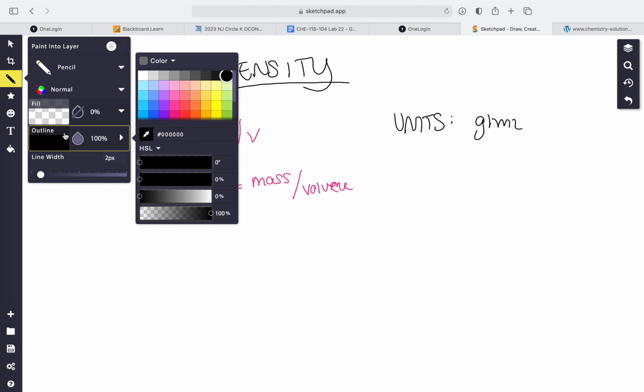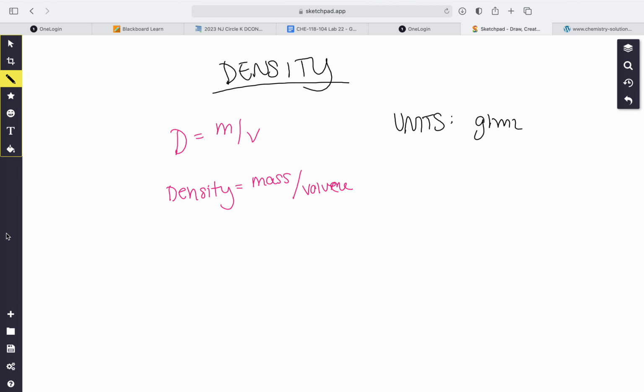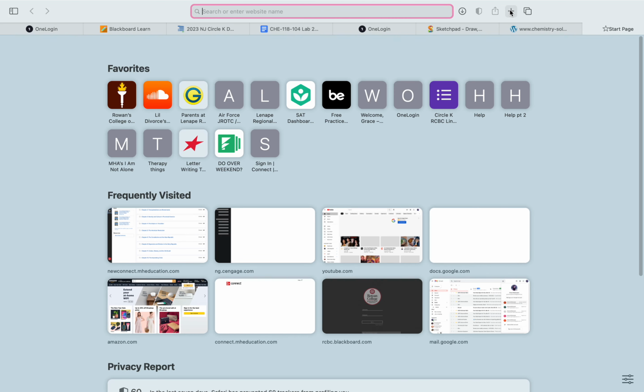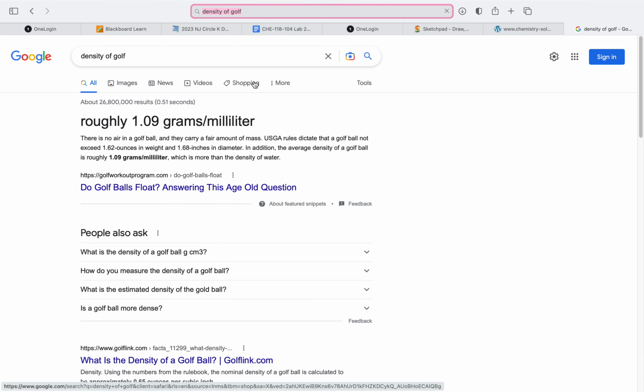So let's do some examples on that. I'm going to do some really quick examples because this should also be fairly easy. Alright, so let's say that we have 24.26 milligrams of gold. We love gold. And I'm going to look up the density of gold.